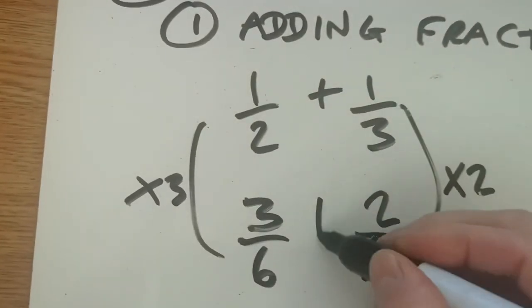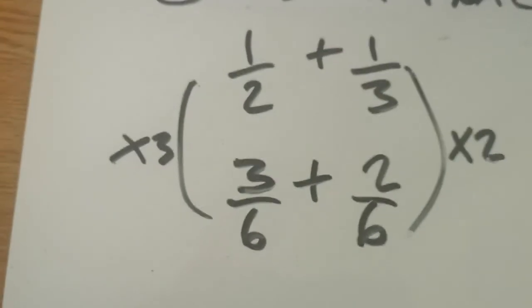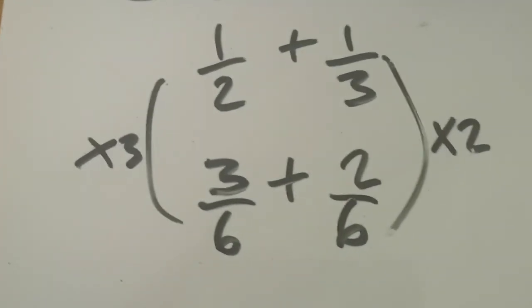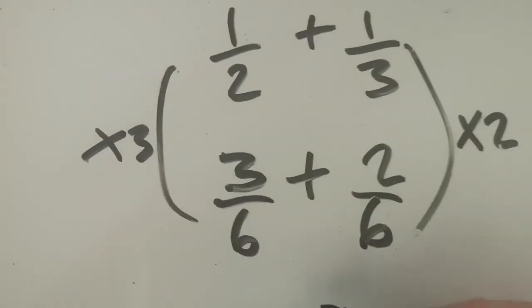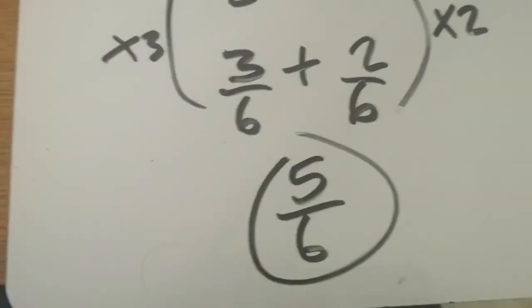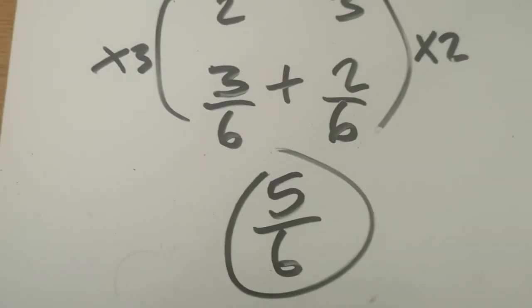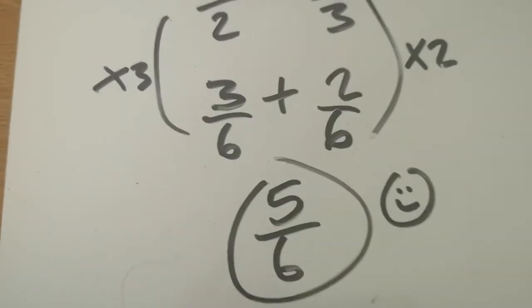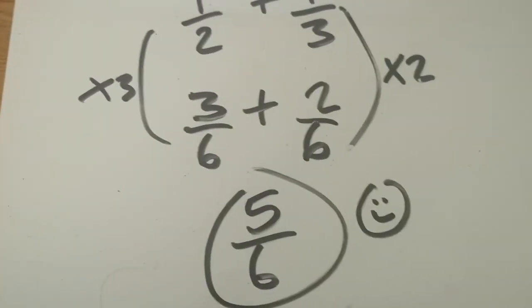Bingo, I'm in business. Now I can add these two together, yeah? Because the bottom number's the same, the denominator's the same. Well, if I've got 3 sixths and I've got 2 sixths, in total that's going to give me 5 sixths. Don't forget my bottom number stays the same, yeah? So it doesn't change. 5 over 6 is the answer to that question. So that's how we do that sort of question when it comes to adding fractions.